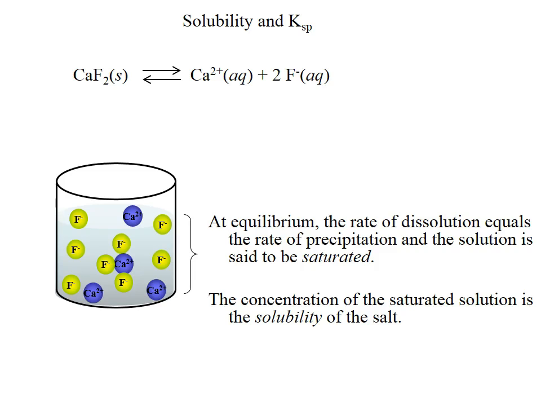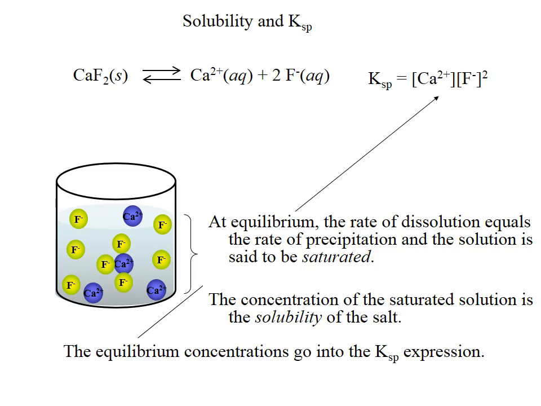So that's just some terms. If you know the molarity of each of those ions at equilibrium in the saturated solution, then you plug those ion concentrations in as molarities into the equilibrium constant expression, which we call Ksp. Ksp is a constant, and in this case it is equal to the calcium ion concentration times the fluoride ion concentration squared.